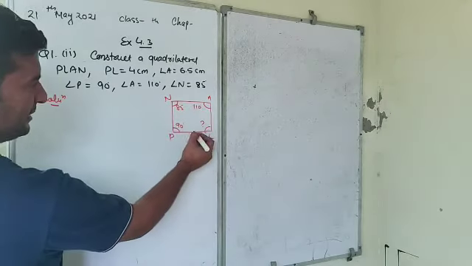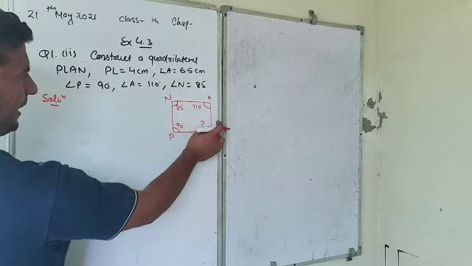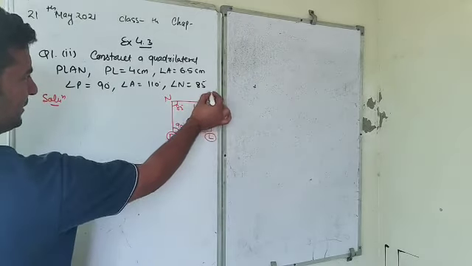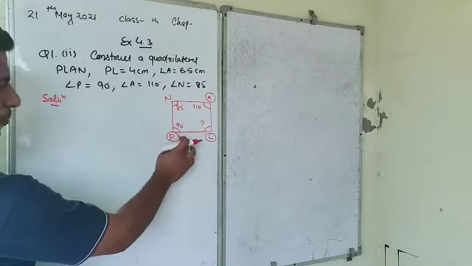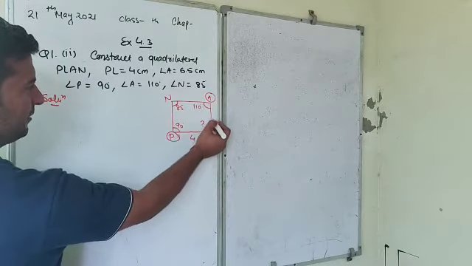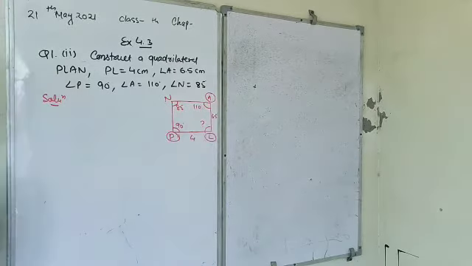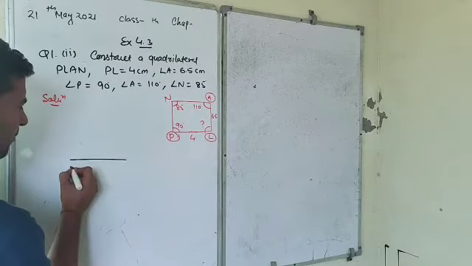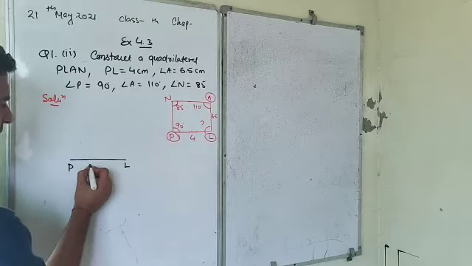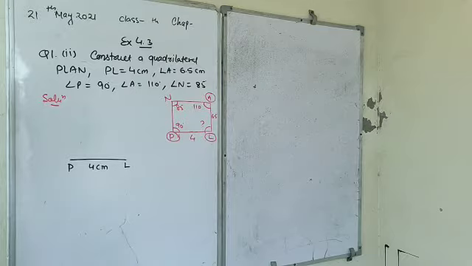But we need these two adjacent sides and their respective angles. So we need only three angles, these three angles, not this one. We need this angle. So PL is given to be 4 centimeter. LA is given to be 6.5 centimeter. Now how to draw? Look at this. In the first step, we will draw PL of 4 centimeter.